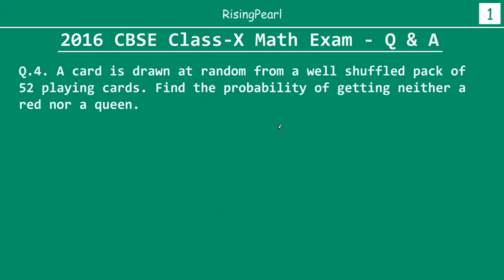A card is drawn at random from a well-shuffled pack of 52 playing cards. Find the probability of getting neither a red nor a queen.